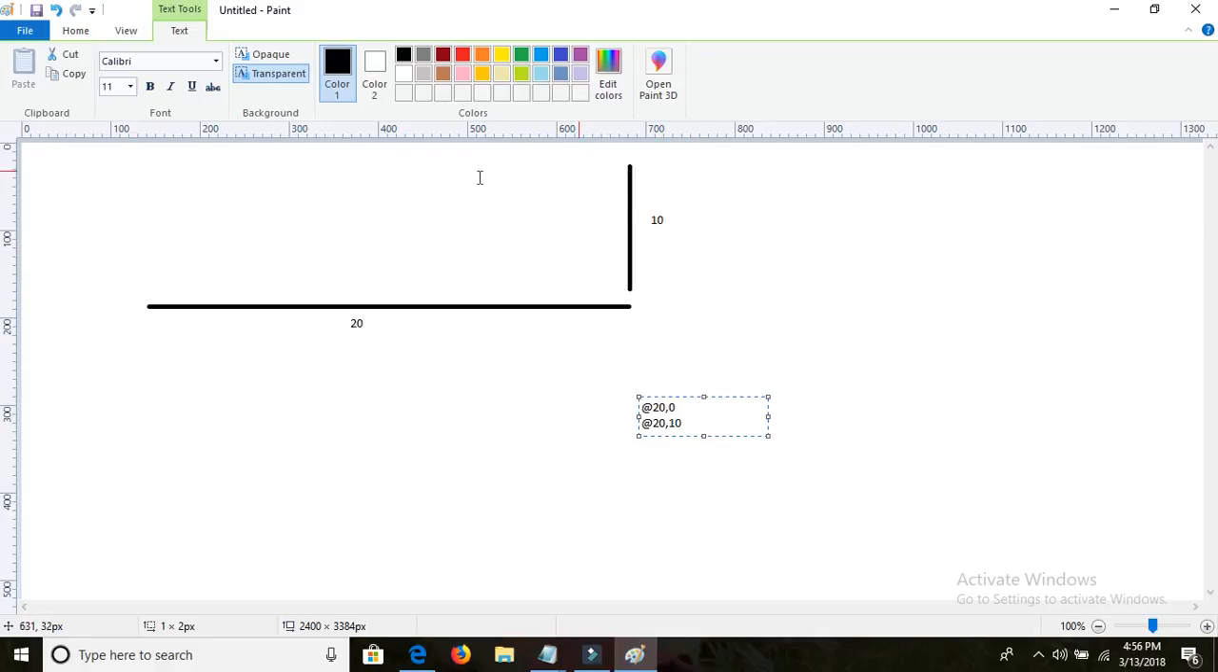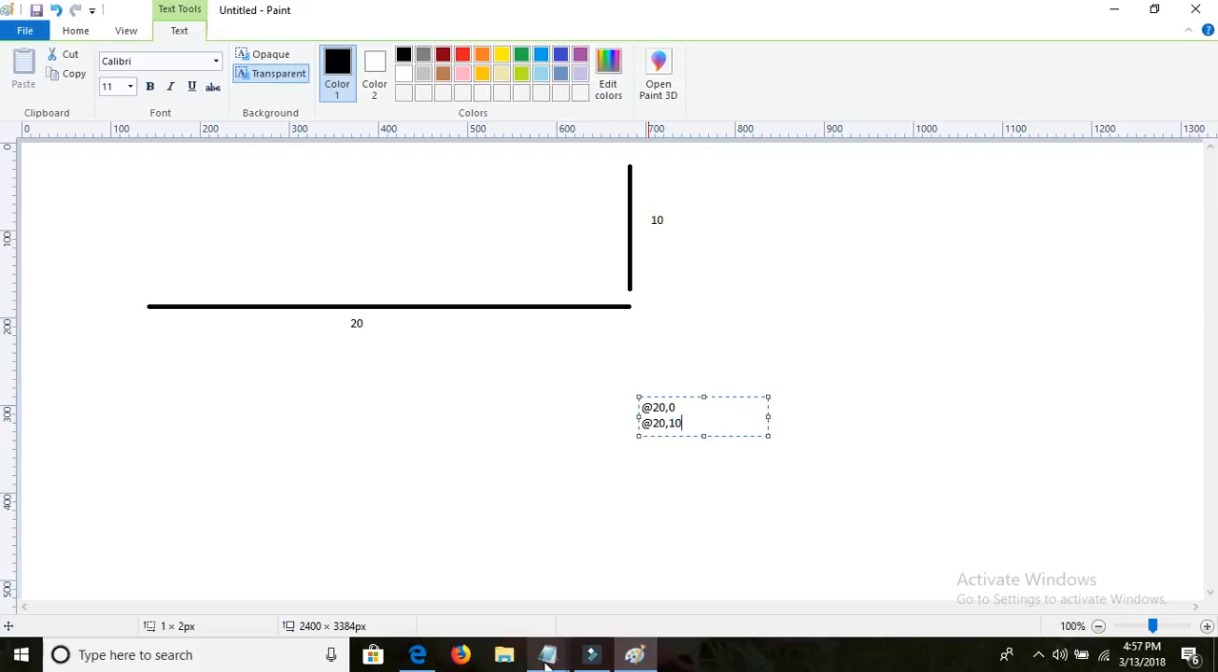So why do I say it like that? Because the origin is here, that's the reason I started my point, I can get this point from this origin. So that's the reason I can say 20 comma 10 here. So that's very simple, right?